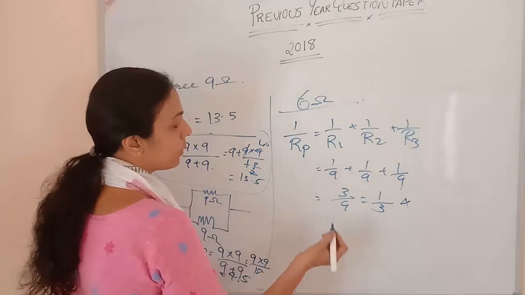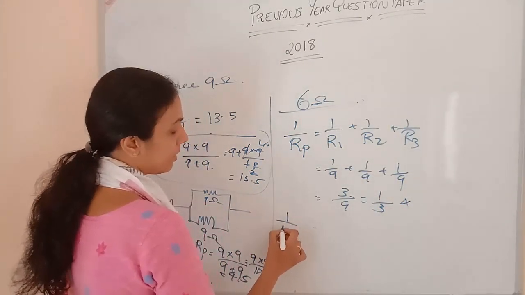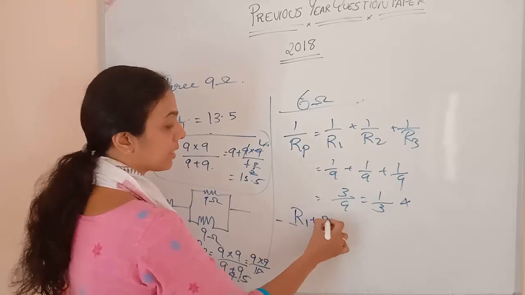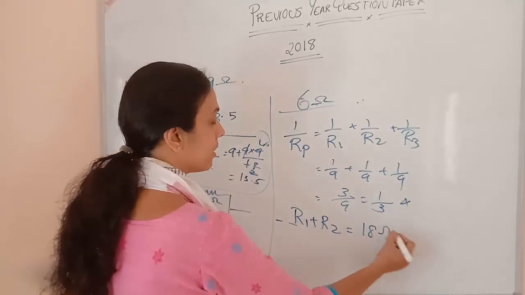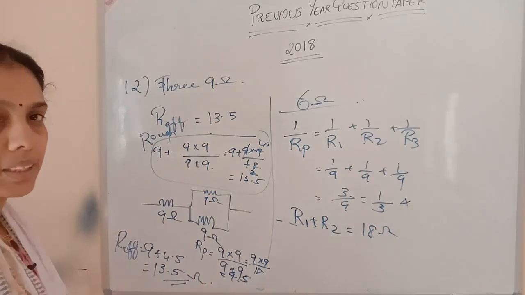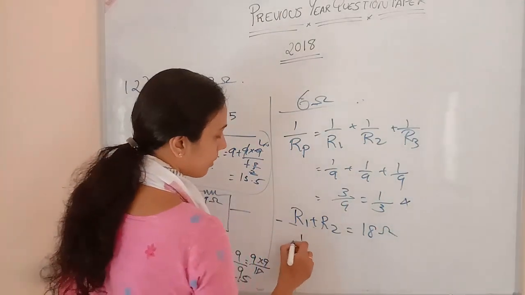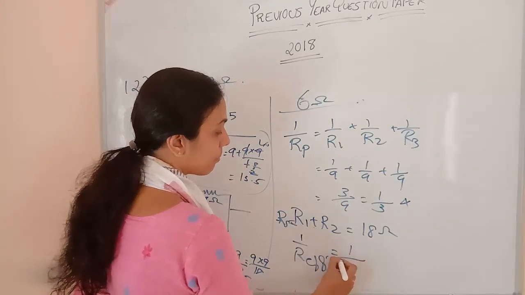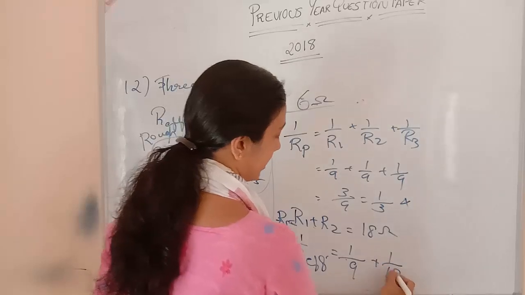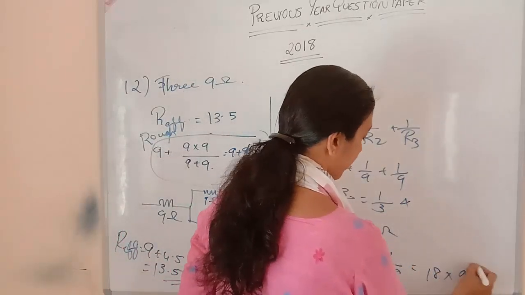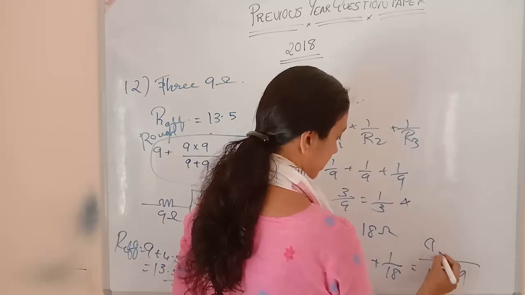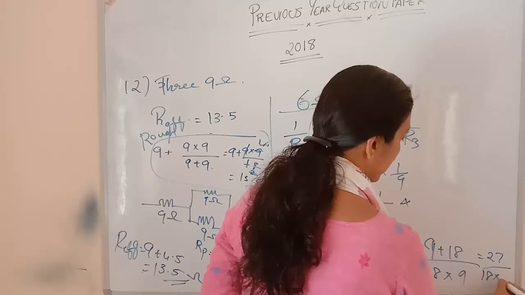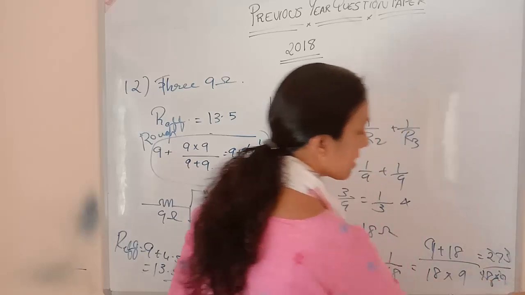So here 2 in series means first 2 are in series. So I am considering R1 plus R2, so 18 ohm. So this 18 ohm is in parallel with the 9 ohm. We are trying that one. So 1 by R effective is equal to 1 by 9 plus 1 by 18. So 18 into 9 plus 9 plus 18, so 27 divided by 18 into, so it is 6 ohm we got.